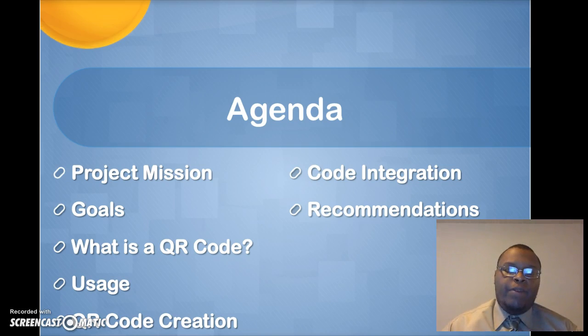The agenda for this presentation will go as follows. I will first give an overview of both the project's mission and goals set for the Office of Transition Programs. I will then give a brief overview and definition of what is a QR code and its origin. Next, I will show the uses of QR codes throughout higher education. I will then follow by doing a step-by-step process of how to create a QR code.